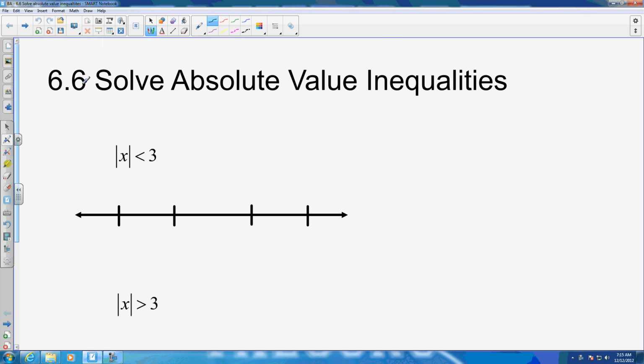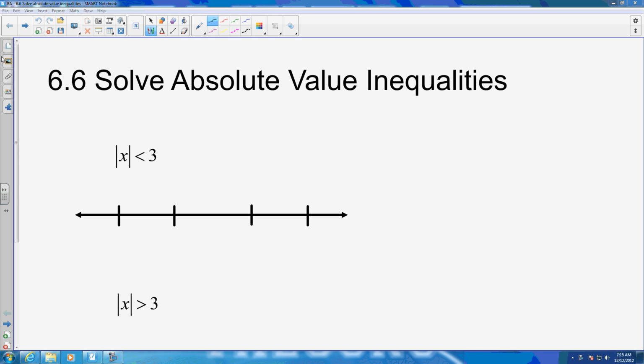All right, this is 6.6, solve absolute value inequalities. And earlier, in 6.5, we talked about solving absolute value equations.